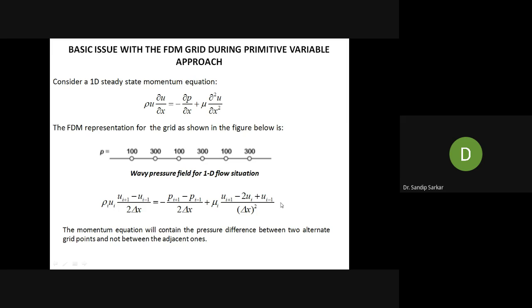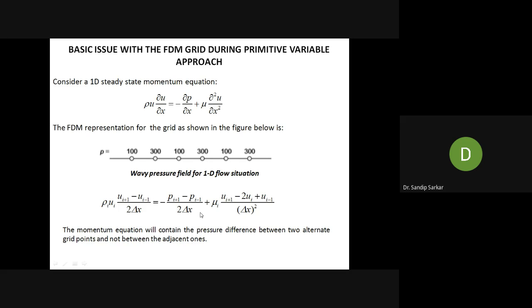Is that clear? Yes, the FDM method, central difference. Simply, the central difference method we have employed for the discretization of this momentum equation.